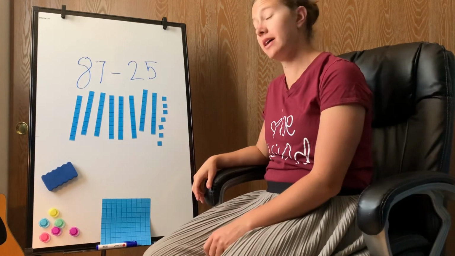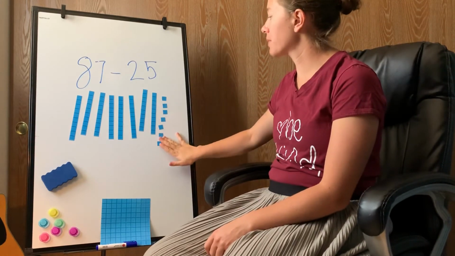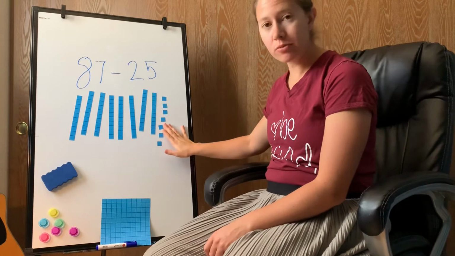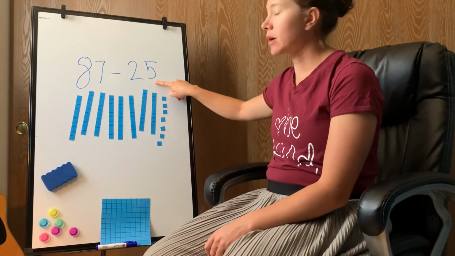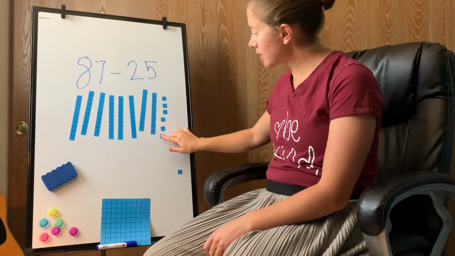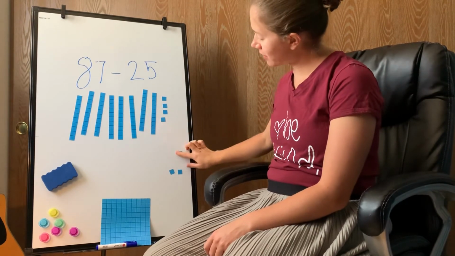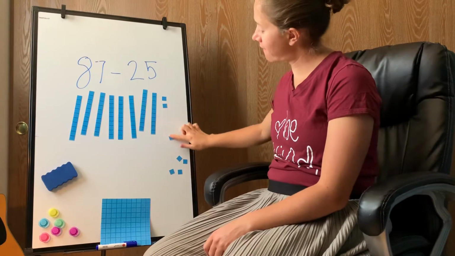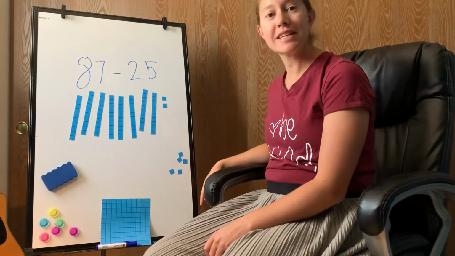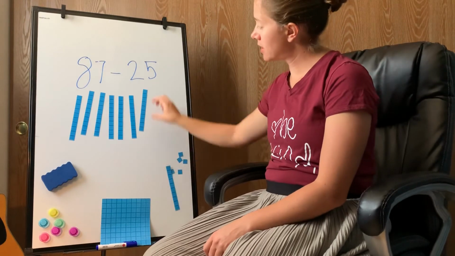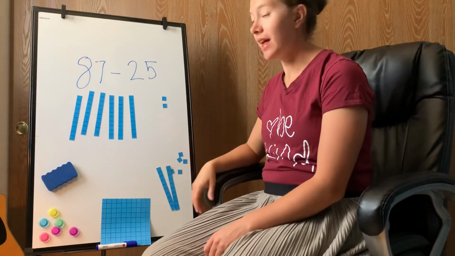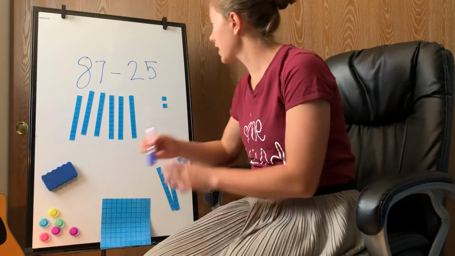Now I'm going to subtract from my ones place first. Always subtracting in our ones place first. So I need to take away 5 ones. 1, 2, 3, 4, 5. And then I need to take away my tens, and I need to take away 2 tens. 1, 2.